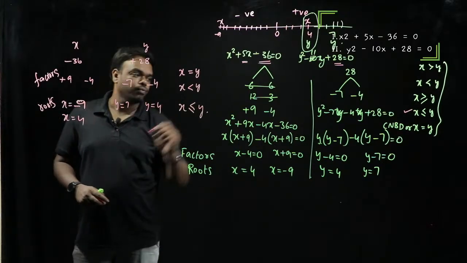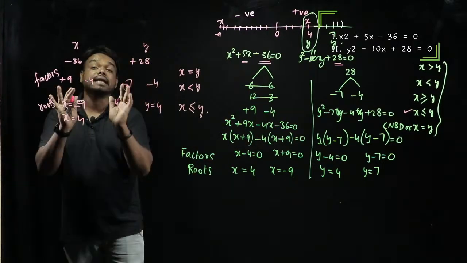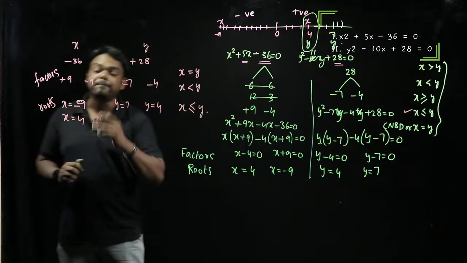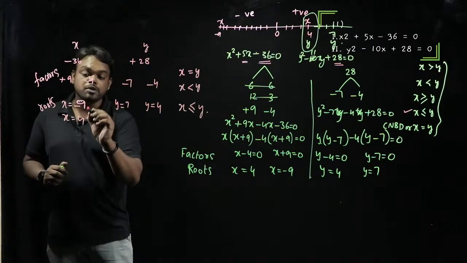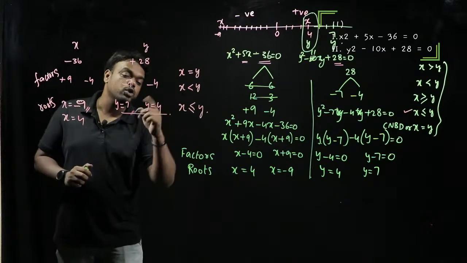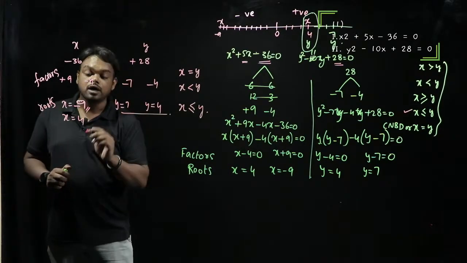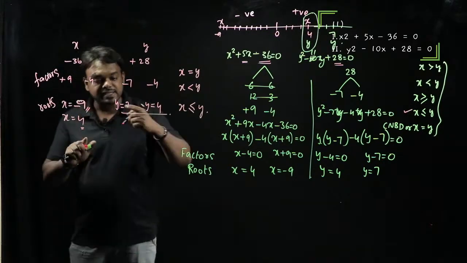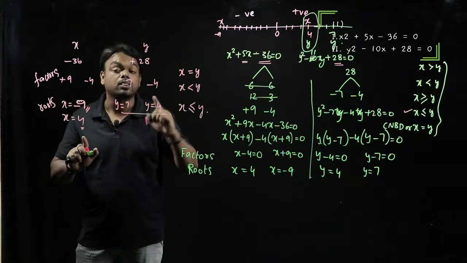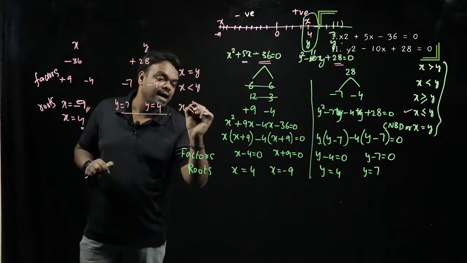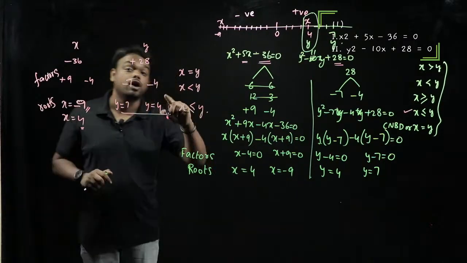So without doing all this, you can directly write the factors, people. Now do the comparison. Look at x, this -9 is below both y values. So x is less than y. And here also x is less than y, but here x is equal to y. So our answer will be x is less than or equal to y.